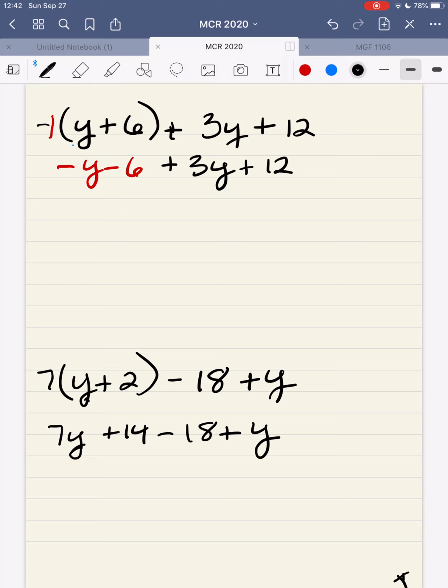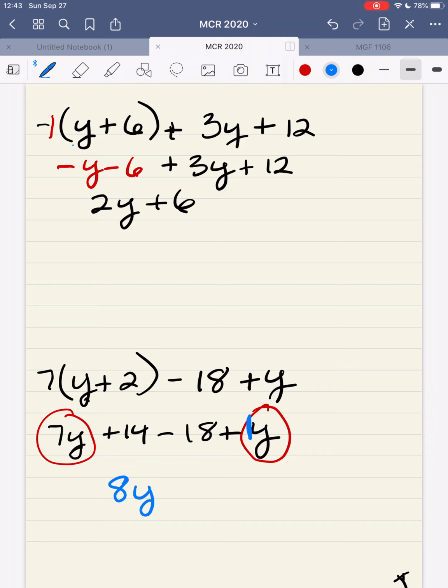I'm going to combine my like terms. So I have a -y and a 3y. That's going to give me a 2y. Minus 6 plus 12 is a plus 6. All right. I already distributed the last one here, so I distributed the 7y through and got this value. And then again, I'm going to combine my like terms. This time my like terms are all the way on either side of the equation, but they're both positive. So I have a 7 plus an imaginary 1, which would be 8y. And 14 minus 18 will give me a negative 4.